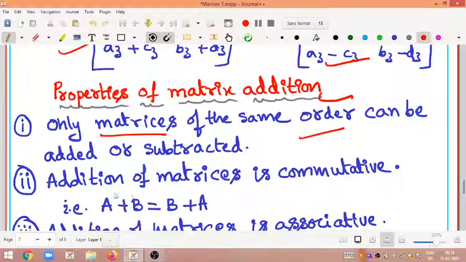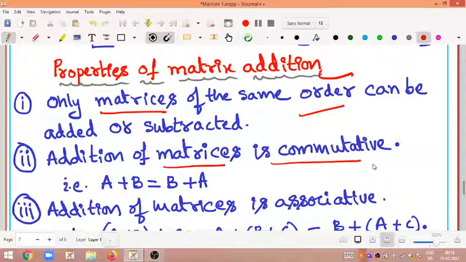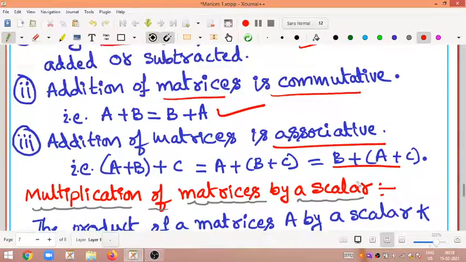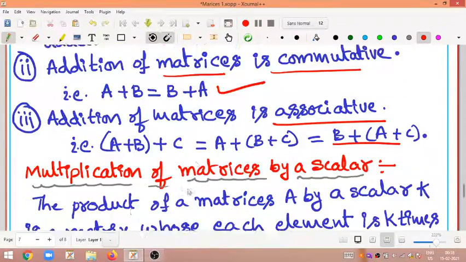Second one, addition of matrices is commutative. That is, A plus B is equal to B plus A. Next, addition of matrices is associative. That is, A plus B plus C is equal to A plus (B plus C). Okay, if it is clear, I will move on to the next one.